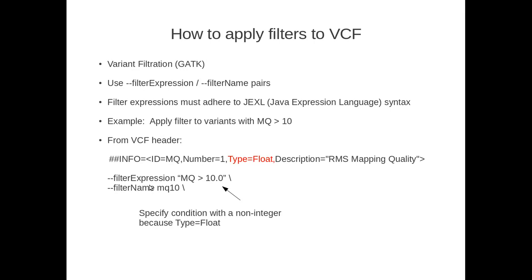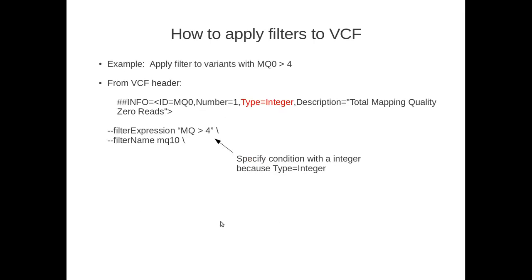Okay, so then we can apply whatever filter name we want to associate with that expression. So here we're calling it MQ10. So any record that had an MQ value greater than 10 would then have the MQ10 filter applied to it. Okay, so here I'm just summarizing. Specify condition with a non-integer because type equals float. Okay, so let's look at another example.